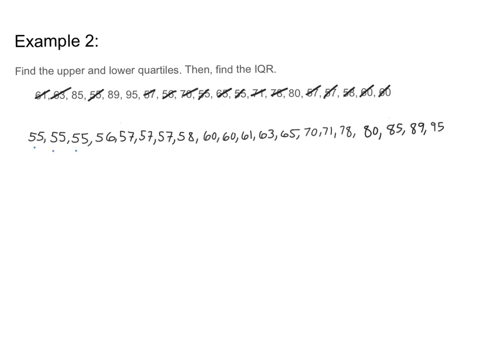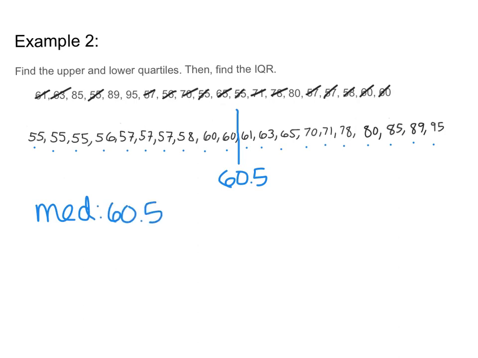So I start by counting in 10. And then since there's 20 numbers, I know that the halfway point is going to be halfway between the 10th and the 11th number. Check that I did it right. I'll count the 10 on the other side. 8, 9, 10. Looks like I'm good. So that means that the median is at 60.5. So I'm going to write that down. My median is 60.5.